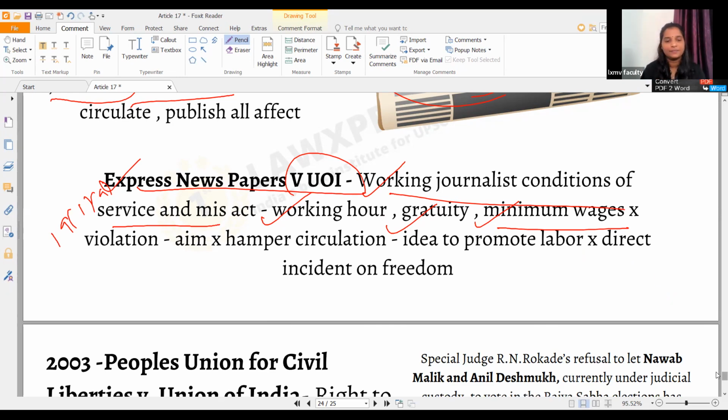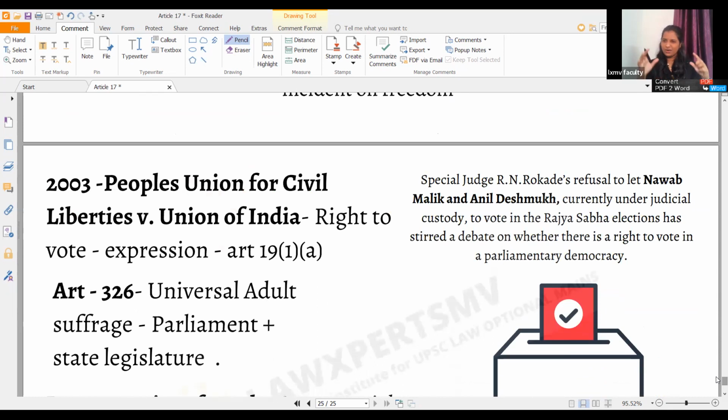I'll come to that. Okay, now you see all these areas, you feel like I'm going somewhere out of the subject, right? Because our topic is fundamental rights, and in that I am talking about Article 19, and now I am talking about the minimum wages of a journalist. See how far UPSC has gone. These were the areas where UPSC is asking questions.